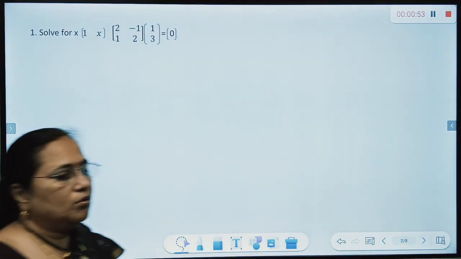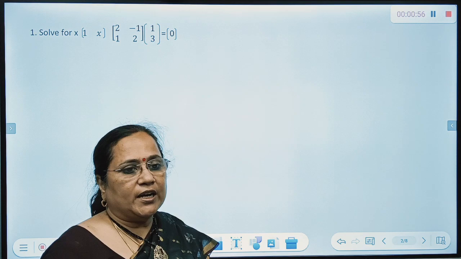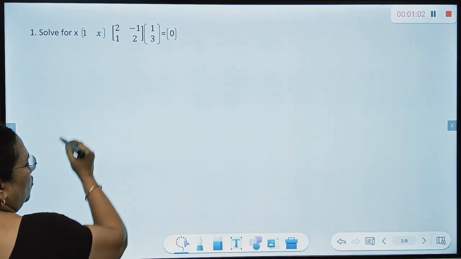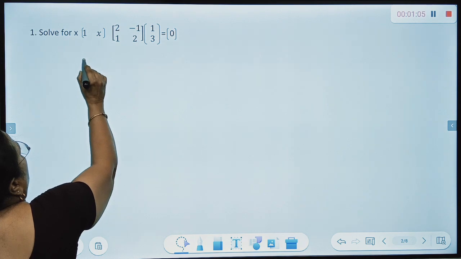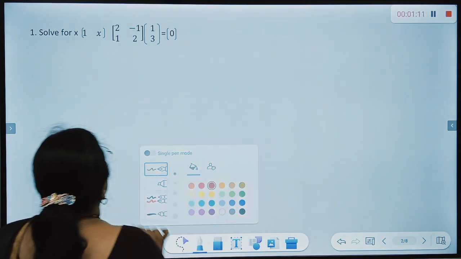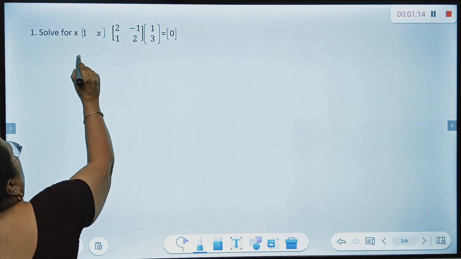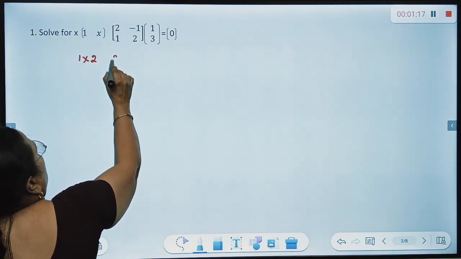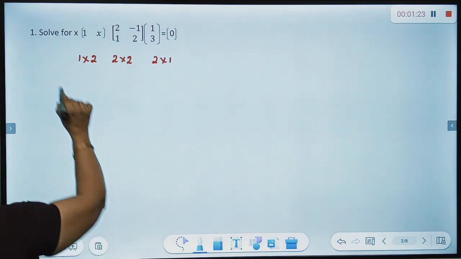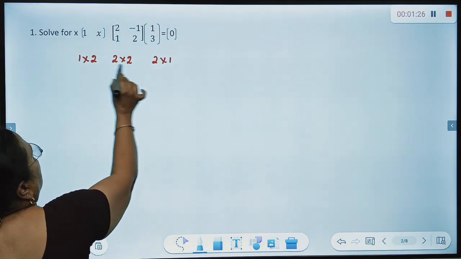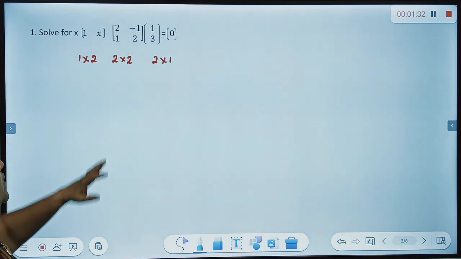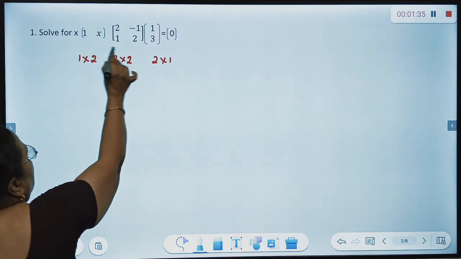I have already told you matrix multiplication is not commutative but associative. So let us first check the order. What is the order of this matrix? It is one row, two columns. This is two rows, two columns, and this is two rows, one column. So either I can multiply this with this or this with this and pre-multiply it with this. So it does not matter. But what we will do, we will first multiply these two.